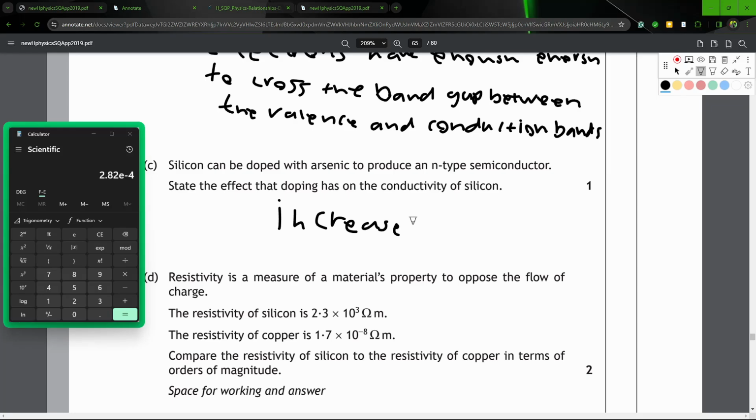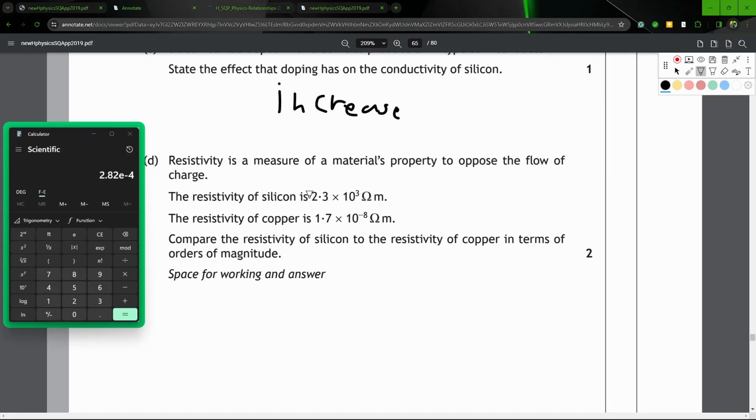It's like adding more ions to water. If you add salt to water, it increases the conductivity. It's the same thing here. You're adding more free-moving ions.